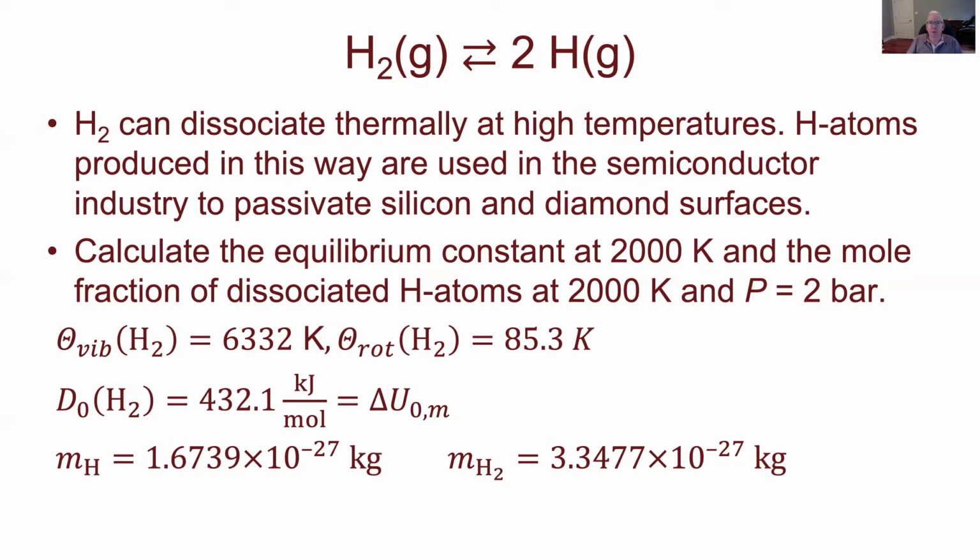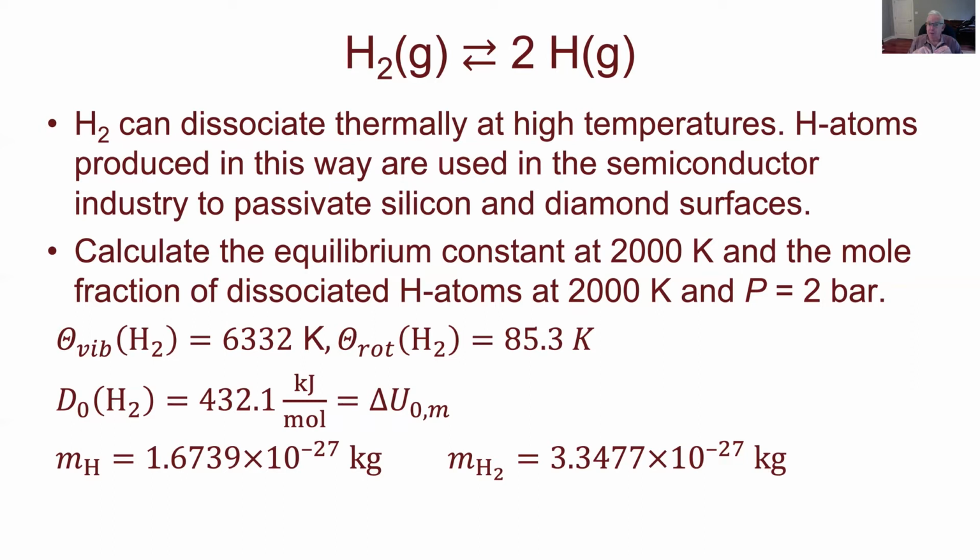I have the dissociation energy D0 for the hydrogen molecule there. Notice that in this case, our product is separated hydrogen atoms, right? So we want the separated hydrogen atoms to be our reference point, our zero of energy. So the products are already at zero energy. So my delta U 0M piece comes out to just be that dissociation energy for the molecule.